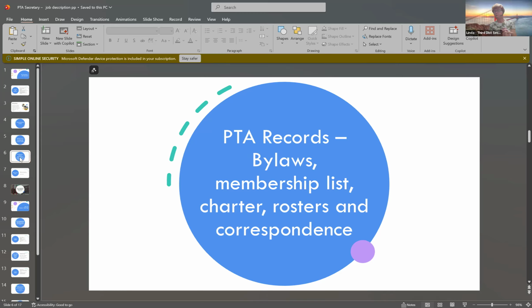In your PTA records, you should certainly have a copy of the bylaws, your school bylaws, the membership list. You need to know who are members. Anybody can come to a PTA meeting, and you want to encourage people to come to a PTA meeting, but those that are voting have to be PTA members. If you have a charter, rosters, any correspondence, just kind of keep that all handy.